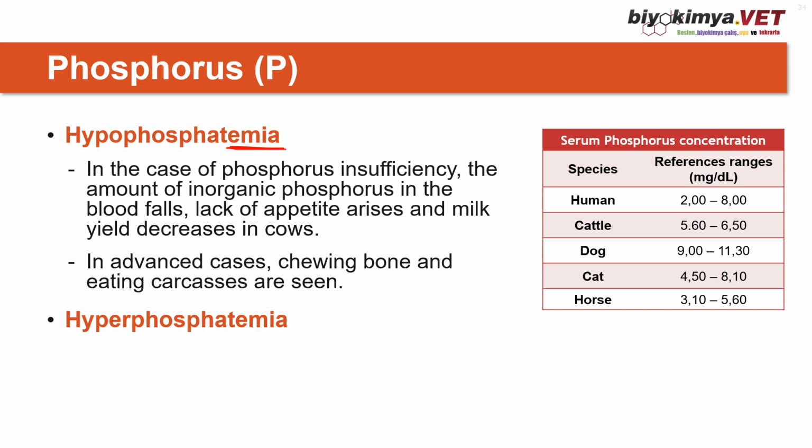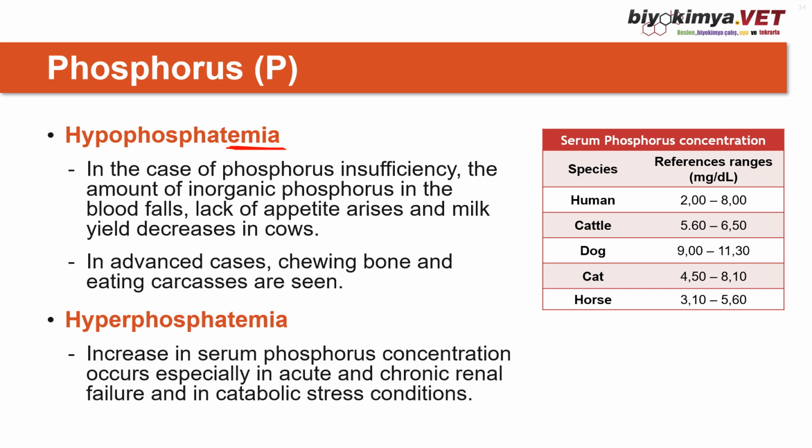Hyperphosphatemia, which means the increase in blood phosphorus level, is seen especially in acute and chronic renal failure and in catabolic stress conditions. And also maybe in hypervitaminosis D, osteolytic bone diseases, intensive cell destruction, hypoparathyroidism, etc.